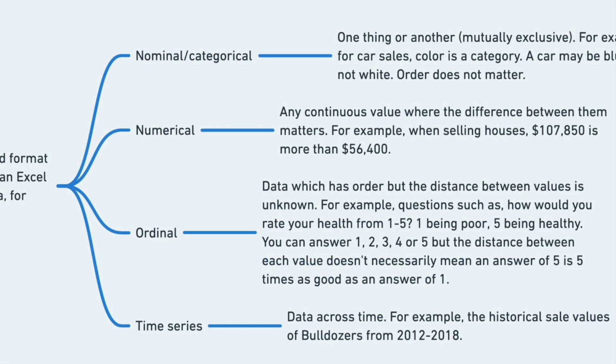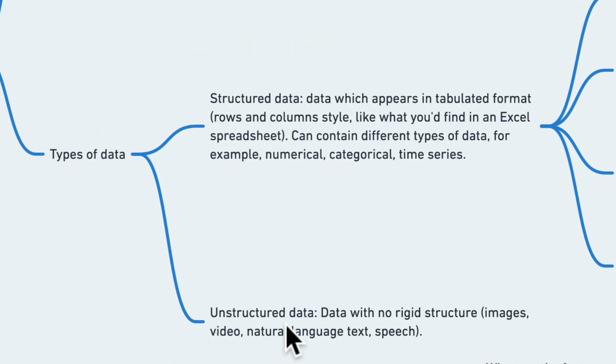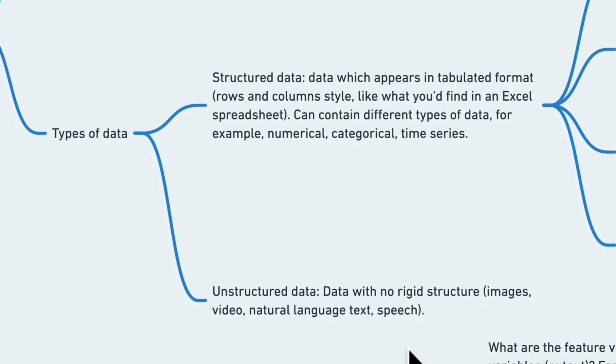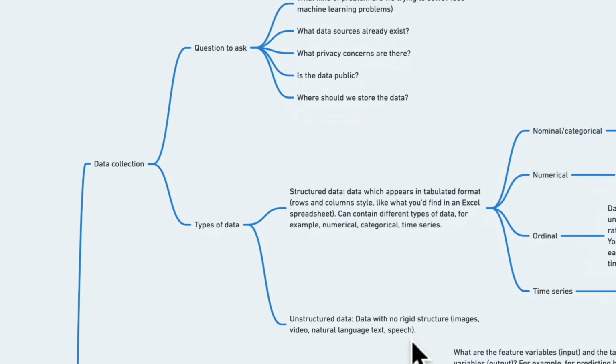We come back. Now you've got another type of data, which we touched on before, unstructured data. So data with no rigid structure. Images, video, natural language text, speech, what I'm saying to you right now. So if I wanted to build a speech-to-text system, how could it look at the sound waves that are coming out of my mouth and figure out what that sound wave translates to in text?